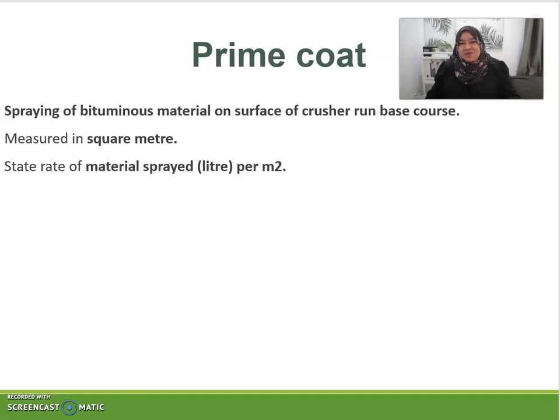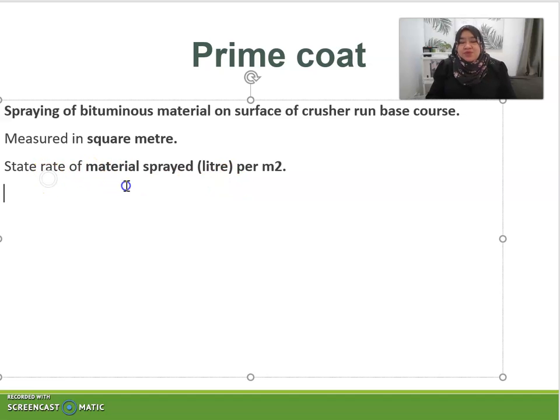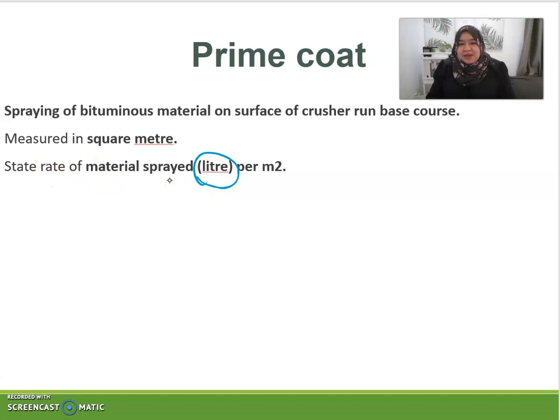The next one is a prime coat. Prime coat is an act of spraying a bituminous material on the surface of a crusher run base course in order for this crusher run to stick together in a stable condition. You have to mention the rate of spray material in liter per meter square, and your prime coat should be measured in meter square. The rate of material spray will be described in your description.